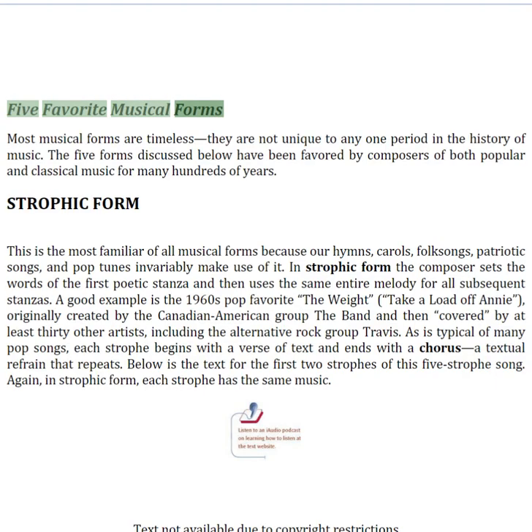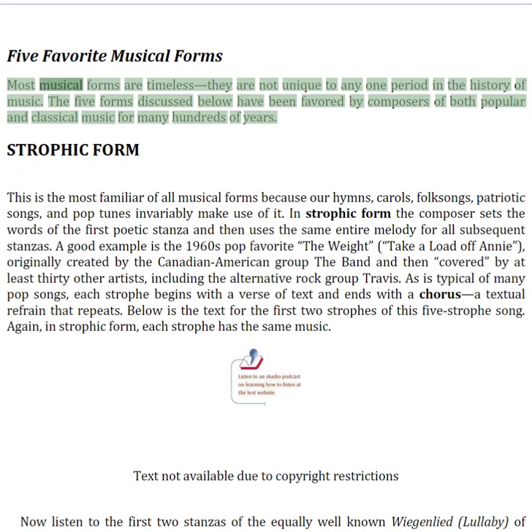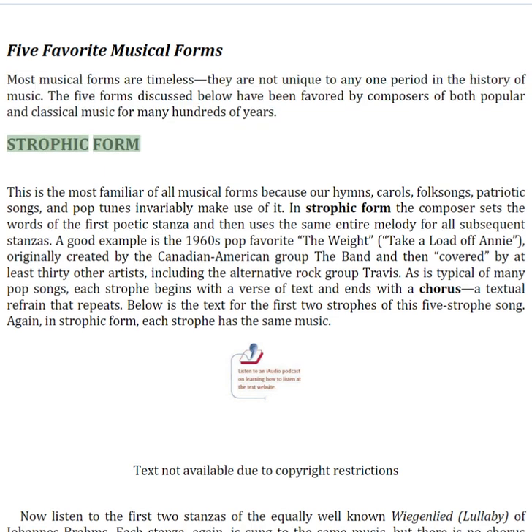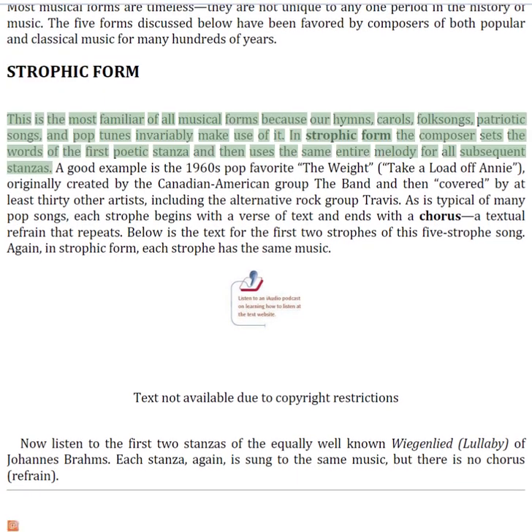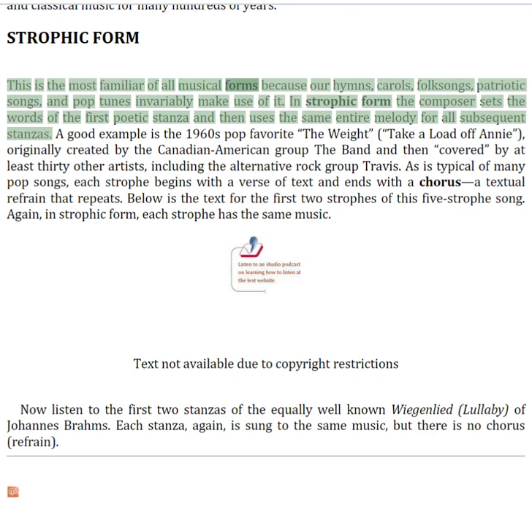Five favorite musical forms. Most musical forms are timeless; they are not unique to any one period in the history of music. The five forms discussed below have been favored by composers of both popular and classical music for many hundreds of years. Strophic form. This is the most familiar of all musical forms because our hymns, carols, folk songs, patriotic songs, and pop tunes invariably make use of it.